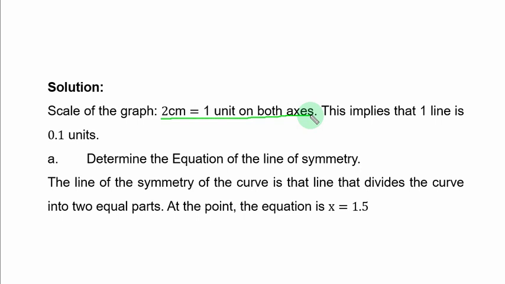So A, determine the equation of the line of symmetry. The line of symmetry of the curve is that line that divides the curve into two equal parts. At that point, the equation is simply x equal to 1.5, as I have explained earlier.